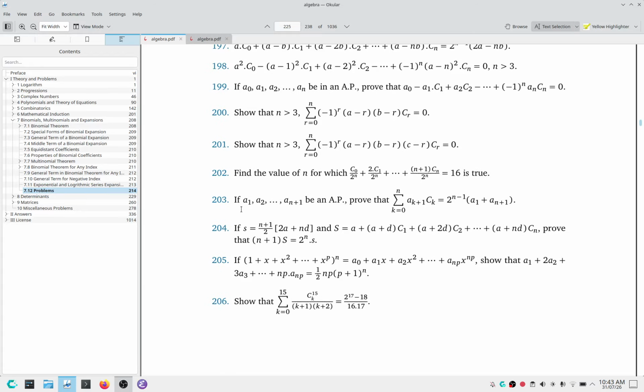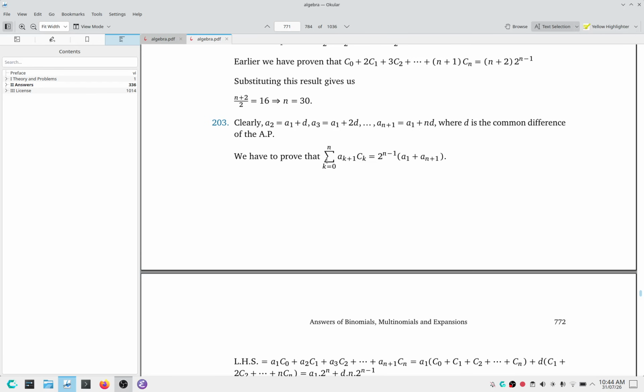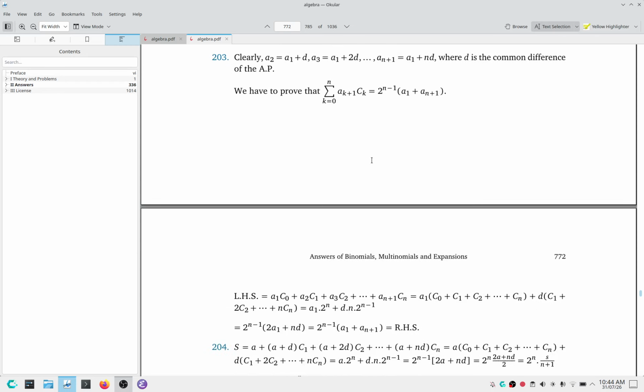Question 203 says that if a1, a2 up to an plus 1 are in AP, prove that sigma k is equal to 0 to n ak plus 1 nCk is equal to 2 to the power n minus 1 times a1 plus an plus 1. So we have a2 is equal to a1 plus d, a3 is equal to a1 plus 2d, and an plus 1 is equal to a1 plus nd, where d is the common difference. Now we have to prove this.